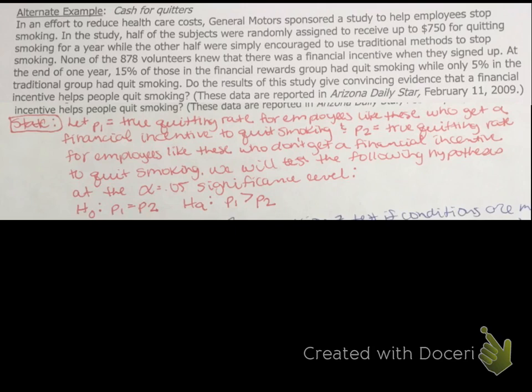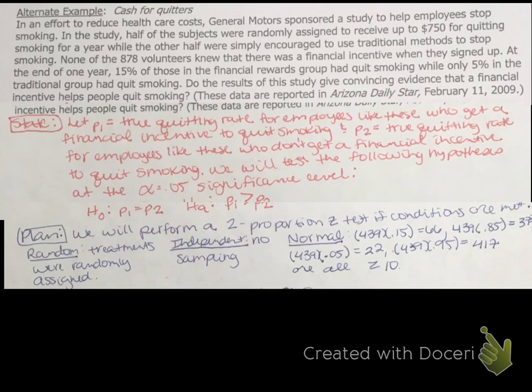All right? And then it says we will test the following hypotheses at the alpha equals 0.05 significance level. The null hypothesis, p1 equals p2. The alternative, p1 is greater than p2. Plan, we will perform a 2-proportion z-test if conditions are met. Random, treatments were randomly assigned. Independent, remember the 10%, we're not sampling, so we don't need to check that.